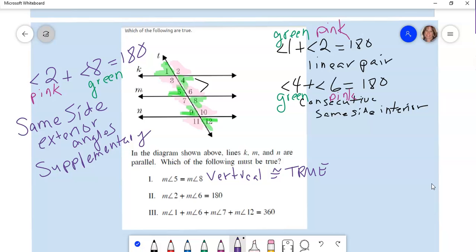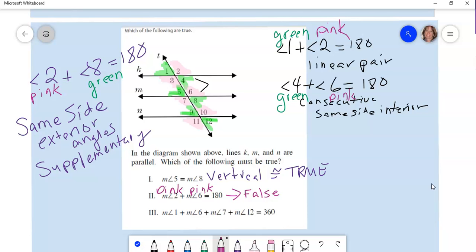So let's look at angle 2 and angle 6. Well, angle 2 and angle 6 are both pink angles, so that might create a problem for being equal to each other. The only way that that would work is if we knew that 2 and 6 were both 90 degrees. So this one can't be true unless we had perpendicular lines, and that's not the case. So we're going to consider it false because we could actually prove that it's potentially false here.